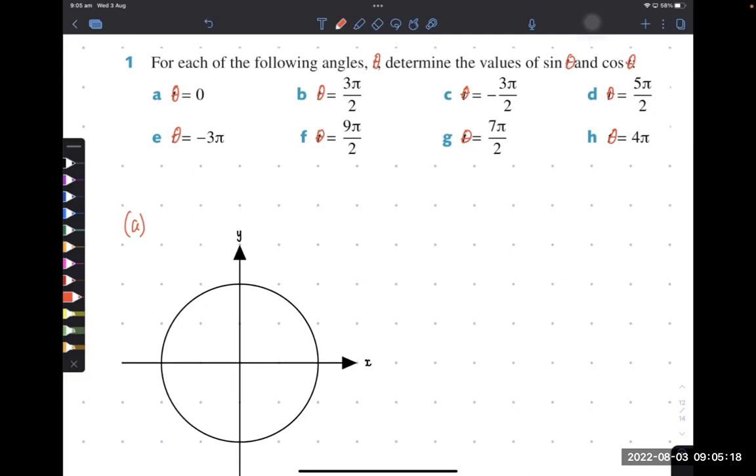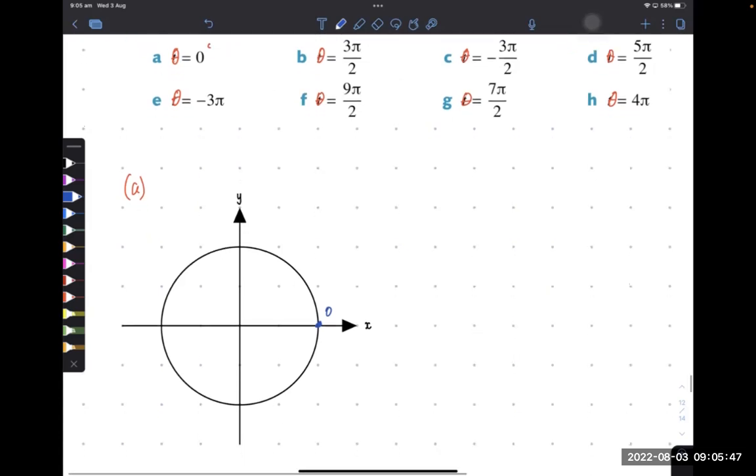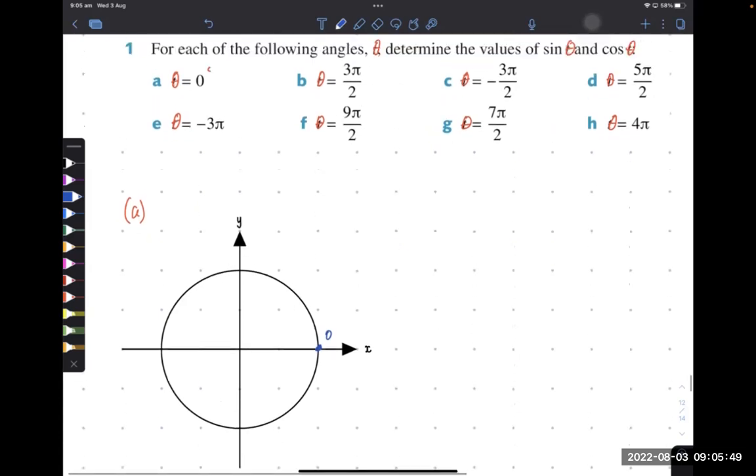So where is the location of where theta equals 0? Is this 0 radians or 0 degrees? Is there a degree symbol on there? By default, if there is no degree symbol, then it's automatically radians. So all of these here are in radians. I'll do this quickly. 0 radians is located there, right?